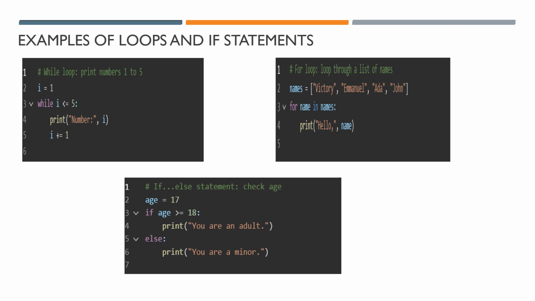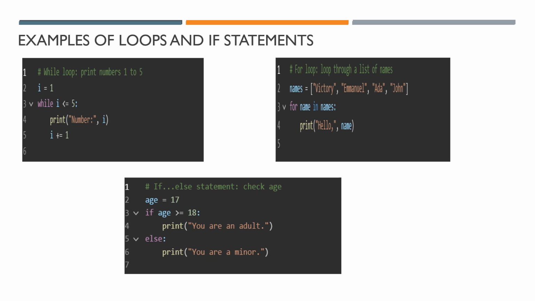In this next example, we have a for loop. We're looping through a list of names using Python's for name in names syntax. Python handles iteration directly over the list. No need to deal with indices unless you want to. Again, indentation defines the block. It's a minimal and readable way to loop through any iterable.